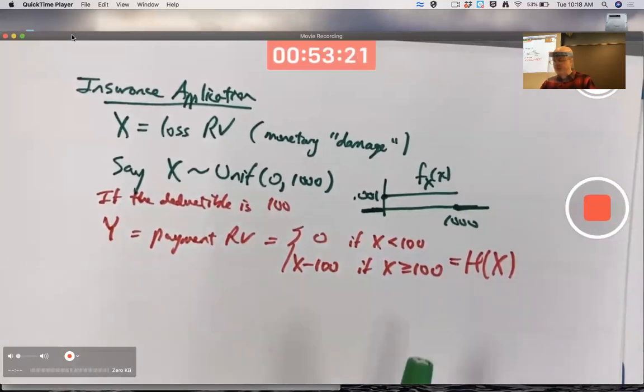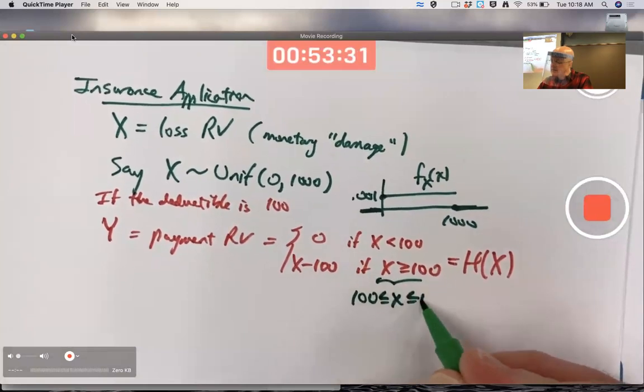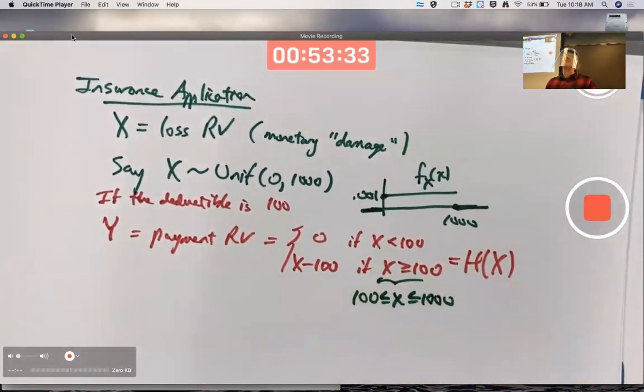When I say X is greater than or equal to 100 here, I probably should have written it more as X is between 100 and 1,000. Now you would think, perhaps, that this must mean Y also has a uniform distribution on the interval from 0 to 900, say. You would think. That's not quite right.